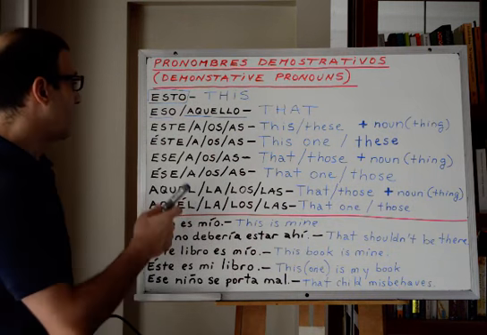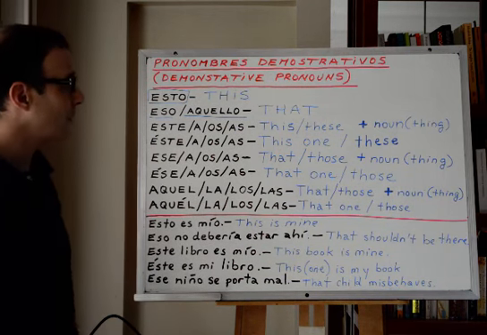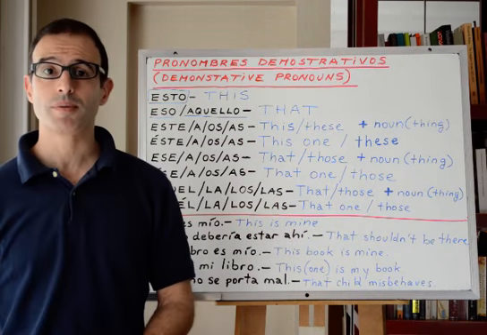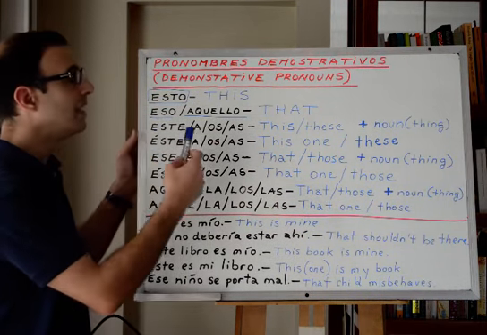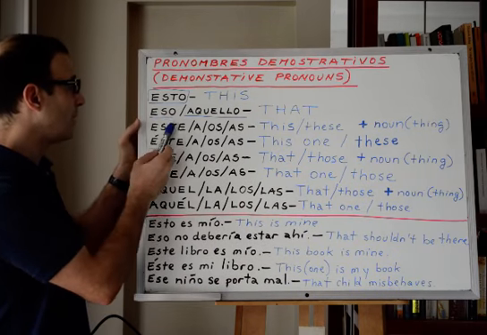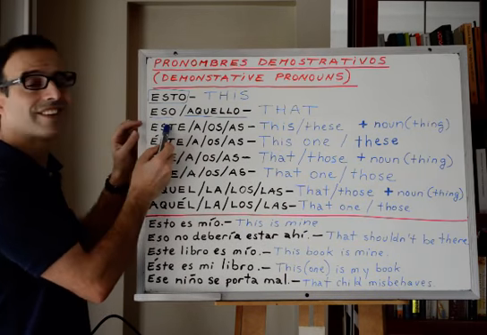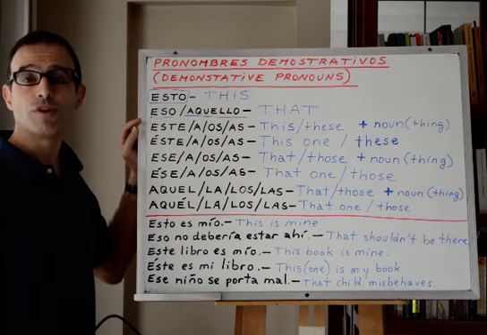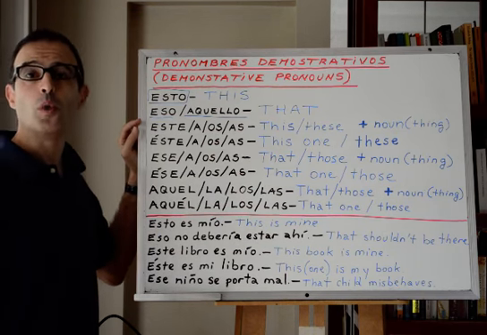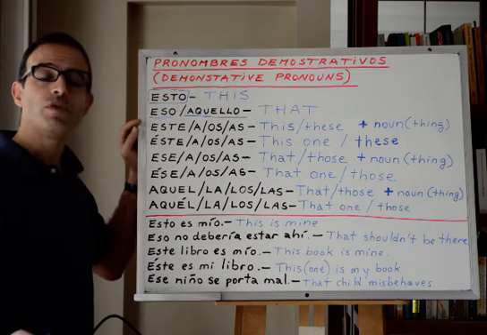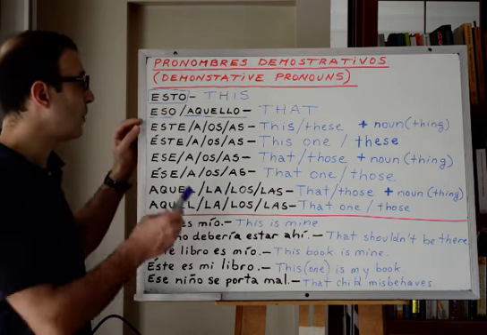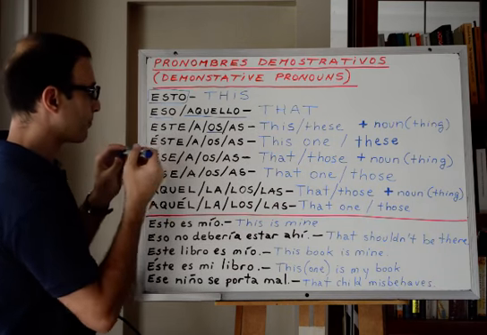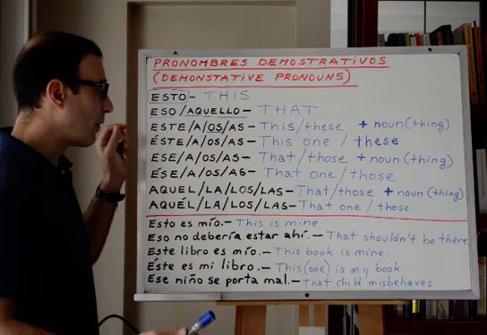So, then, este for this plus the noun. What do I mean? If I want to say this book, I would say este libro, okay? Este is for masculine singular, because the word book, libro in Spanish, is masculine. It ends with O, libro. If I want to say these books, I would say estos libros, okay?